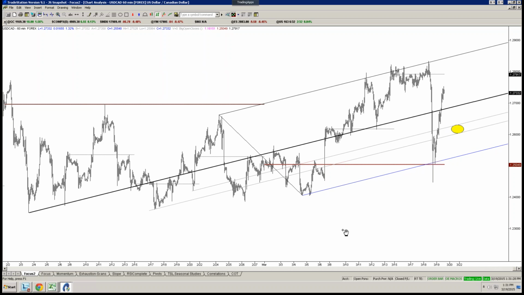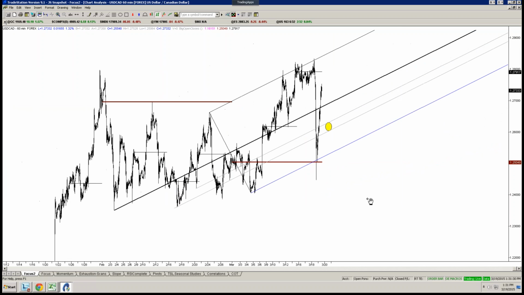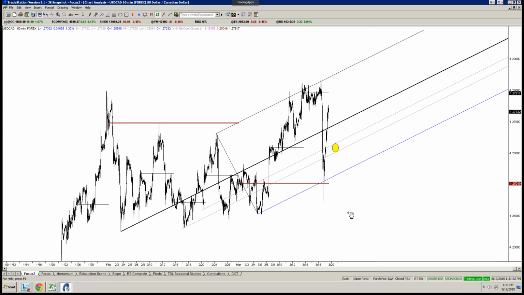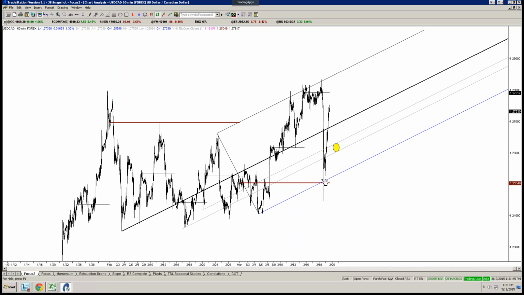All right, so I thought this was interesting when I looked at dollar CAD. When you have these so-called flash crashes like this, it can do a number on your charts, obviously, but if you kind of ignore the spike for a little bit, you can see the slope's been really solid, all right? Really solid at the highs here.